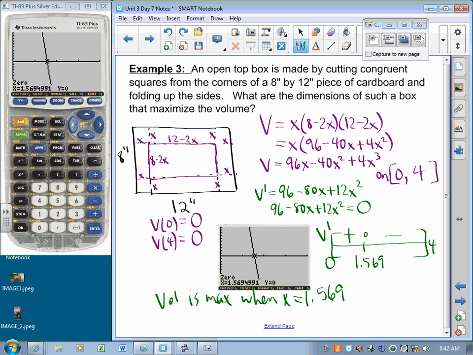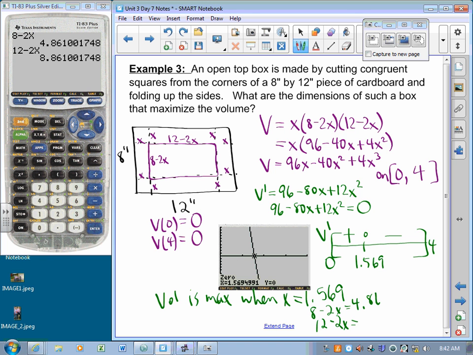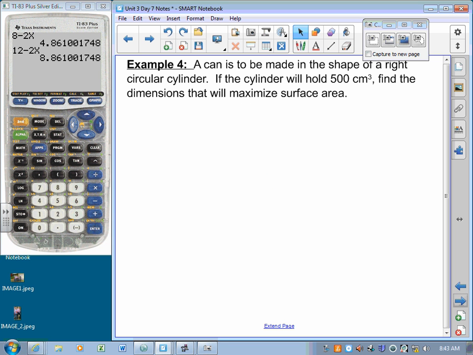The other dimensions of the box are straightforward. 8 minus 2x and 12 minus 2x are determined by just substituting those. 4.861 and 8.861. And there they are. I'm going to go one more. You don't need to go with me this one more because we've hit 15 minutes, but I'm going to go the one more because I like the question.